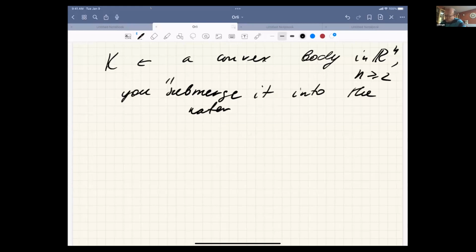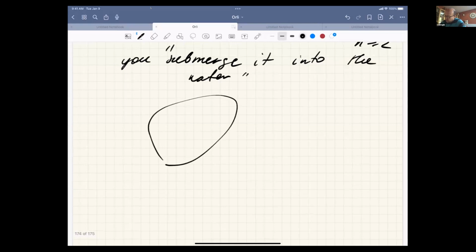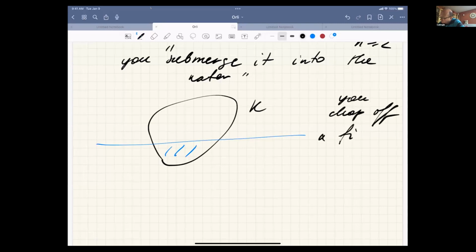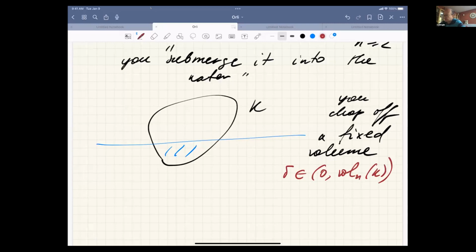So by this, I mean the following. So this is your K. You have your water. And then what you do, you sort of chop off a fixed volume. This is what we do. So for example, fix any delta belonging to (0, volume of your K). Yes, fix any number, and you assume that this piece has volume delta.